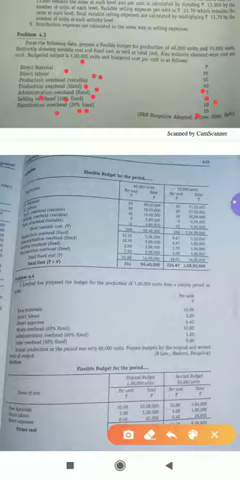So this is how you have to analyze the question. You should first analyze whether it is variable cost, fixed cost, or semi variable cost. Look at here, in this question the starting 3 are variable, the next 2 are fixed, and the next 2 are semi variable.